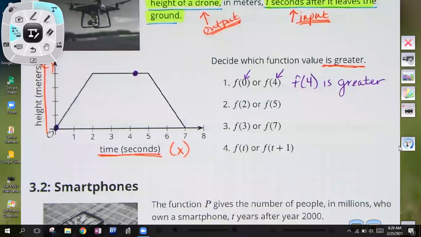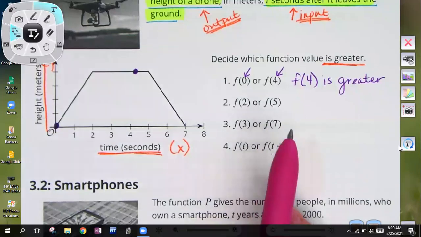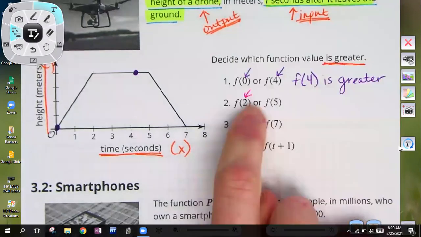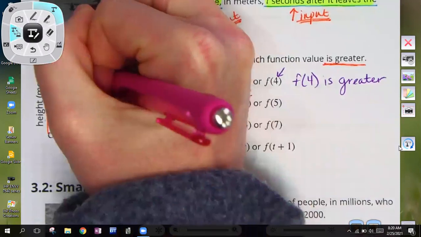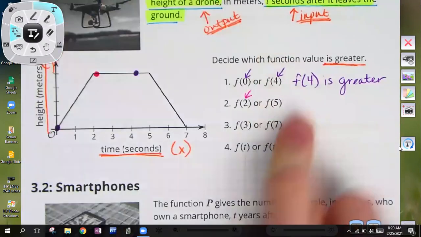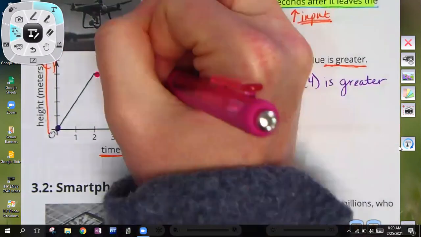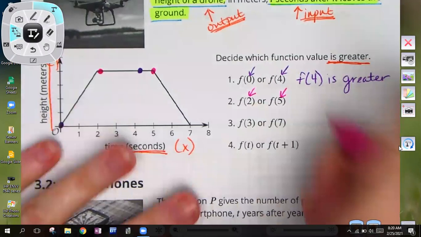All right, let's look at it. So number 2, it says f of 2. So that's going to be at 2 seconds. So I'm going to go up where my function is at 2 seconds. It's right there. All right, then I'm going to go after 5 seconds. I'm going to go to 5 and I'm going to go up to where it is at 5 seconds. So what do you notice about those 2 points? They're the same. They are equal.